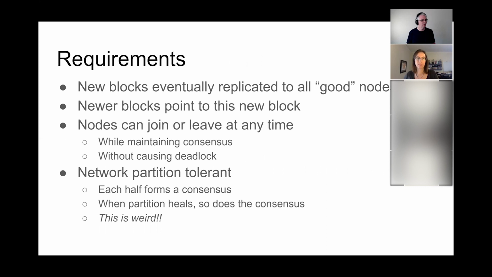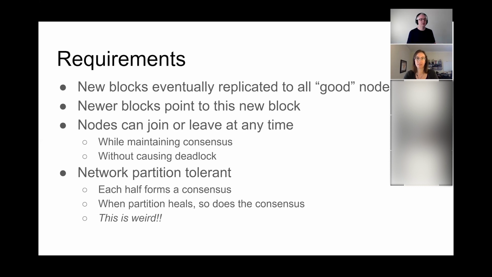Nodes should be allowed to join or leave at any time, while maintaining consensus amongst the nodes that are still in the system, and also without causing a deadlock by having this happen. And to be clear, we want nodes to be able to join or leave at any time, but we can't have something like all the nodes leave at once, because then we don't have a system left, or an infinite number of nodes join right now, because, well, it has to be within some realm of reason. And I'm being very hand-wavy on the definition of that, because there isn't a strict formal definition, sorry.